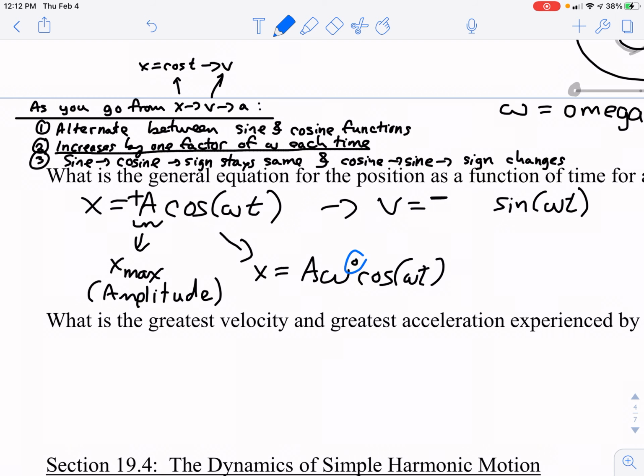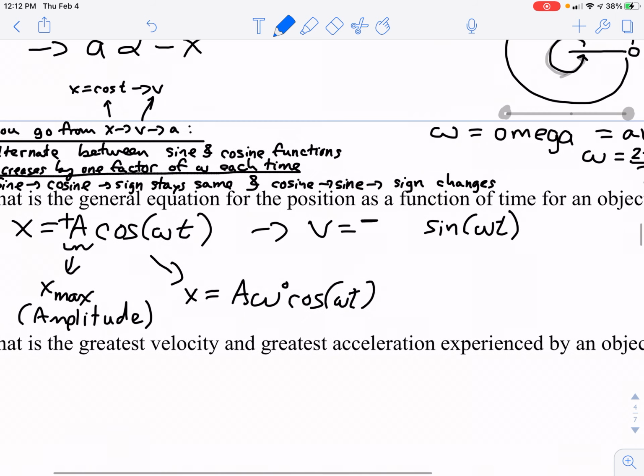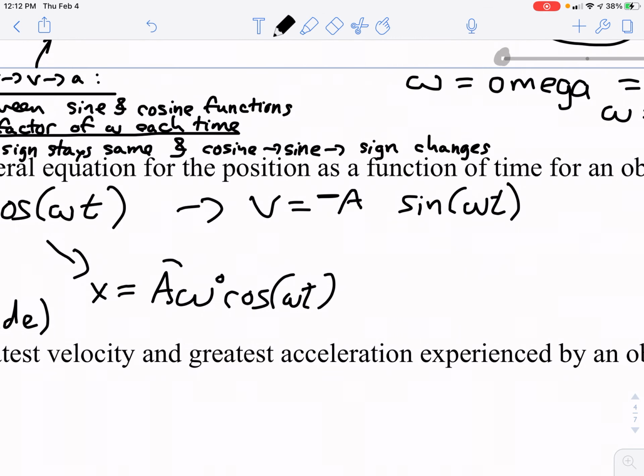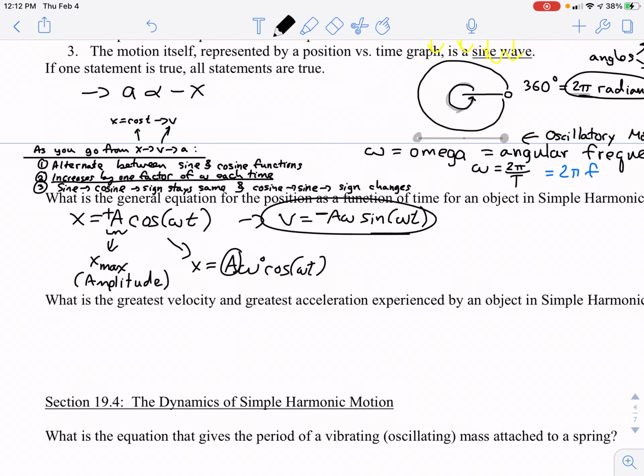So this would be omega to the 0 power. Therefore, we would write this as A times omega. We're increasing by 1 factor of omega, in other words, omega to the 1st power. Okay, and that is our velocity as a function of time.